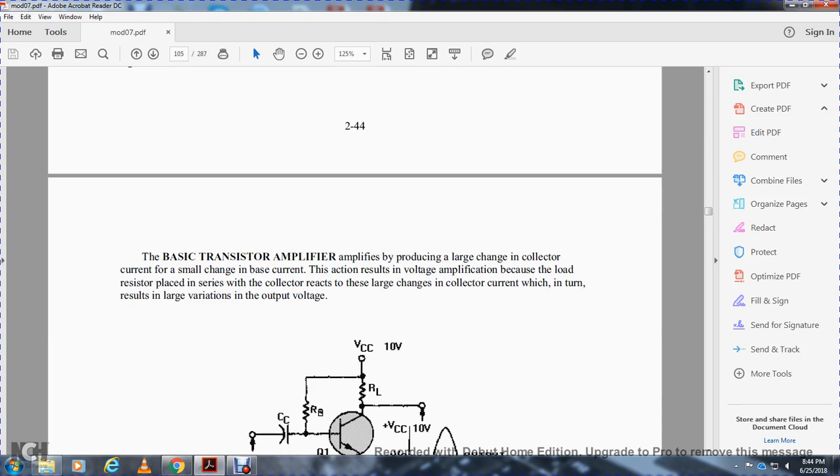The amplifier reduces the large change in the collector current with a small change in the base current. The action of voltage amplification occurs because the load resistor is in series with the collector, so a large change in collector current results in a large variation in the output voltage.